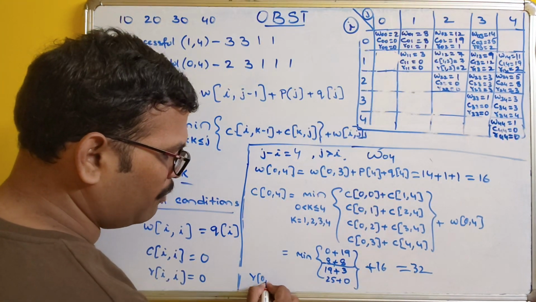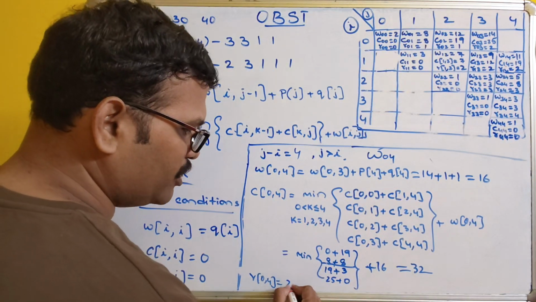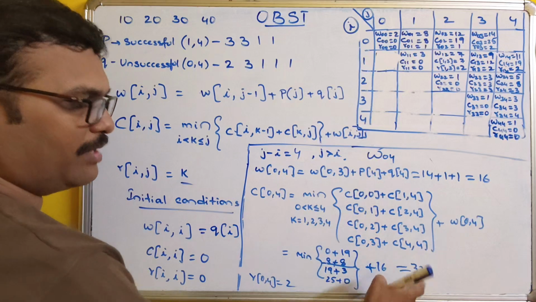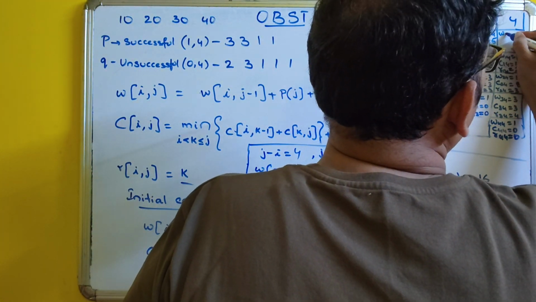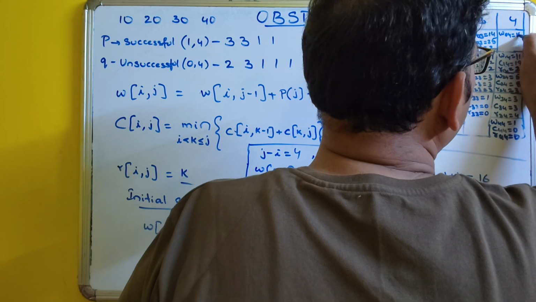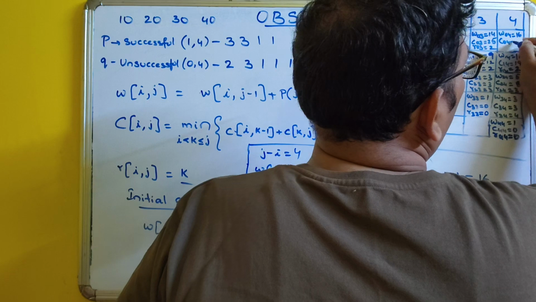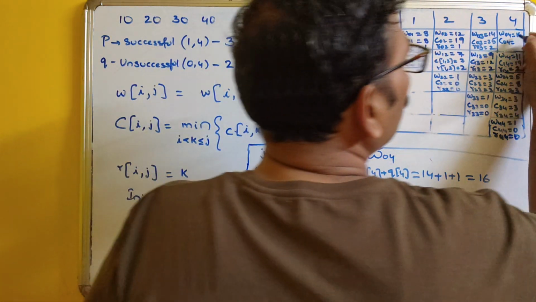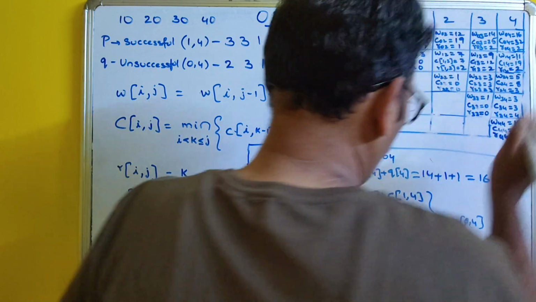So R of 0, 4, in which k value did we get the minimum value? Second case, k value is 2. So 16, 32 and 2. Update here. So W of 04 is 16, C of 04 is 32, R of 04 is 2. Here 2.